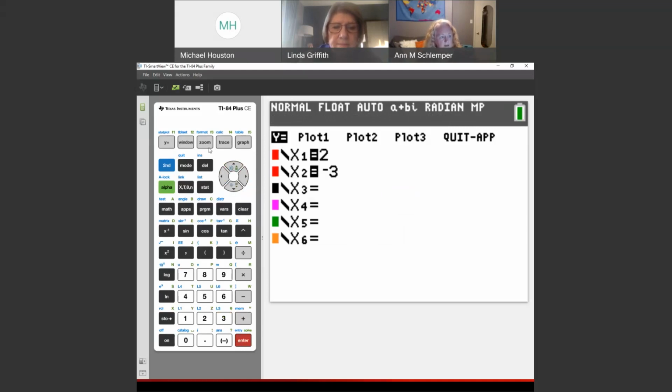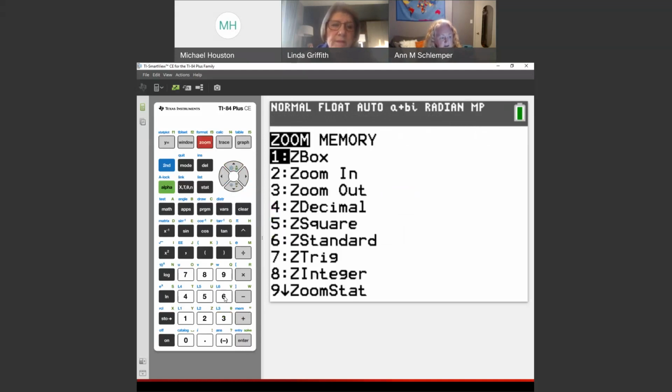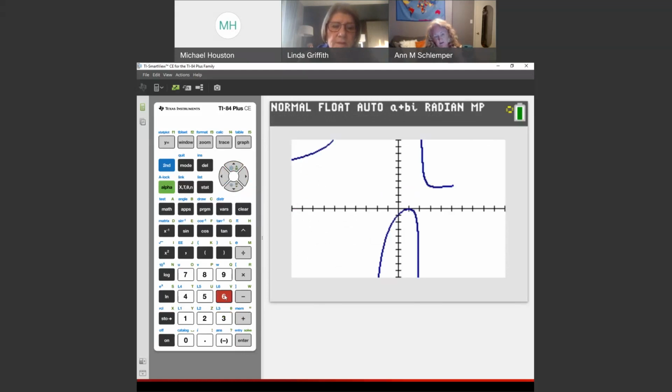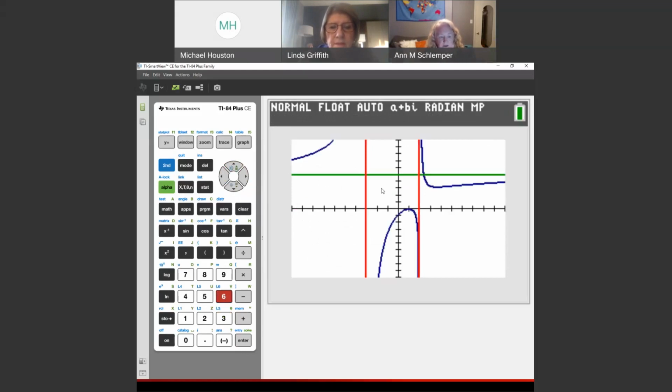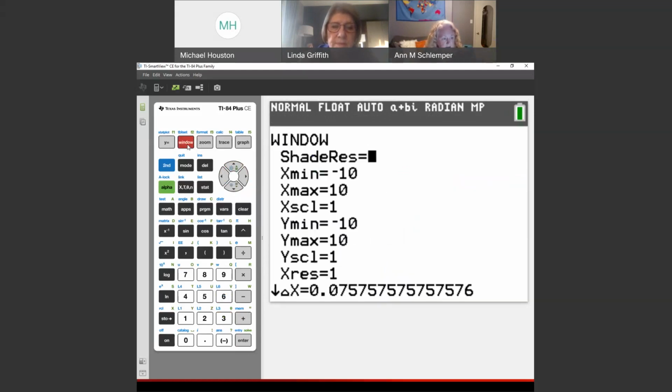I'm going to hit zoom 6 again so that we're all in the same window, but you could have any window that you wanted. Sometimes they don't understand the horizontal asymptote. So again, if you wanted to zoom out or change the window so that we go out further, I'm just going to exaggerate a lot.